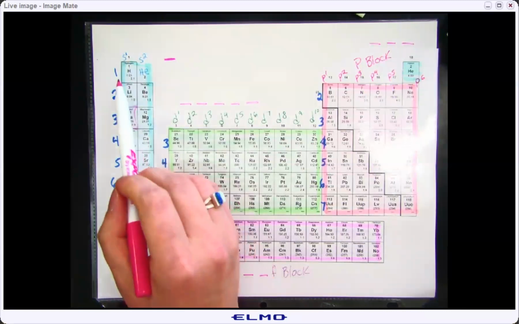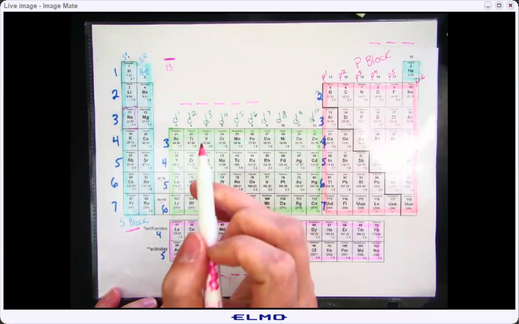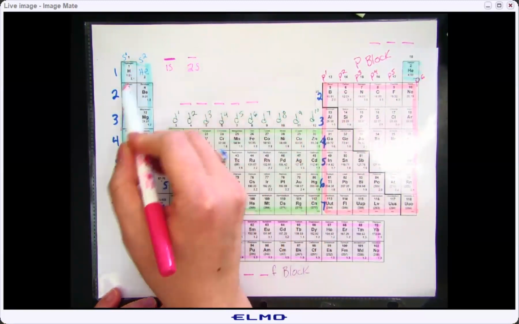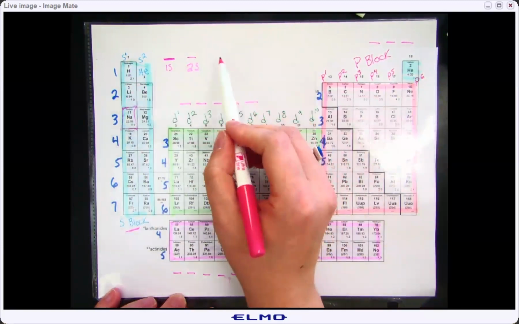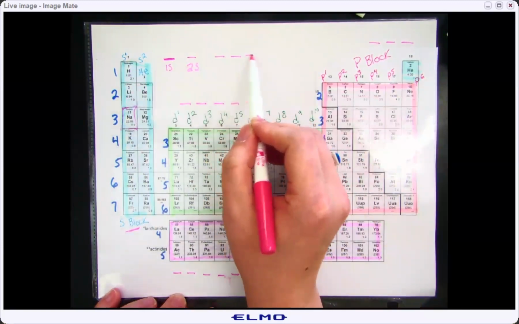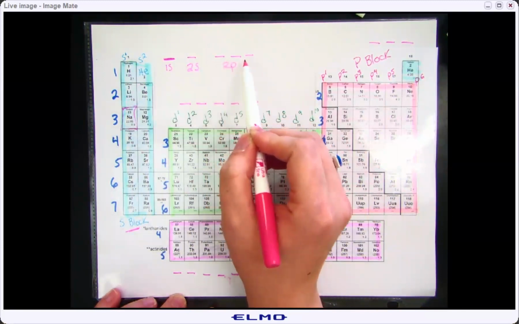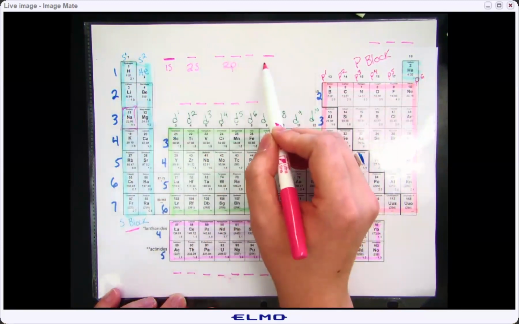So I would start again at my 1s. 1s only has 1 orbital to fill. Then I would go to 2s. 2s has 1 orbital, then 2p. Now the p orbitals, there are 3 lines because there's 3 possible orientations. So I want to represent each of those orbitals. And then lastly, I would have 3s.